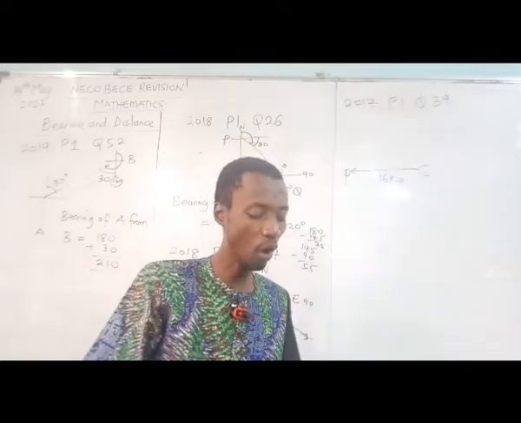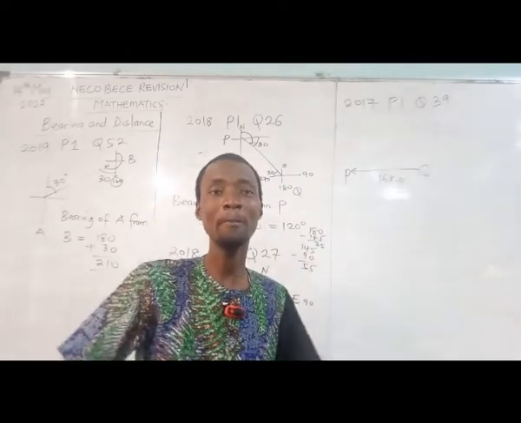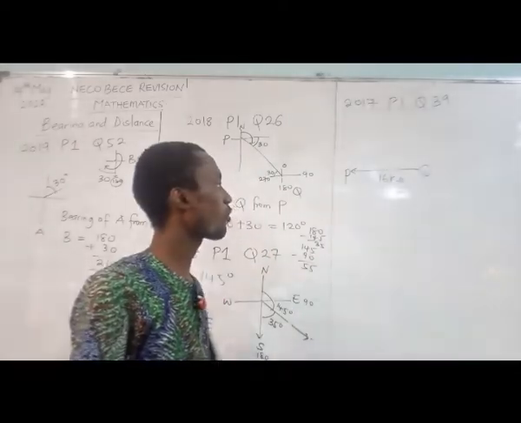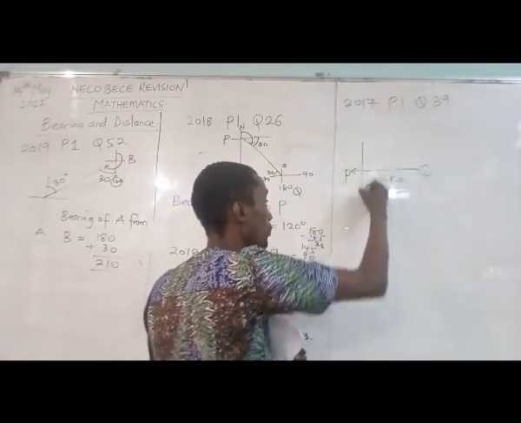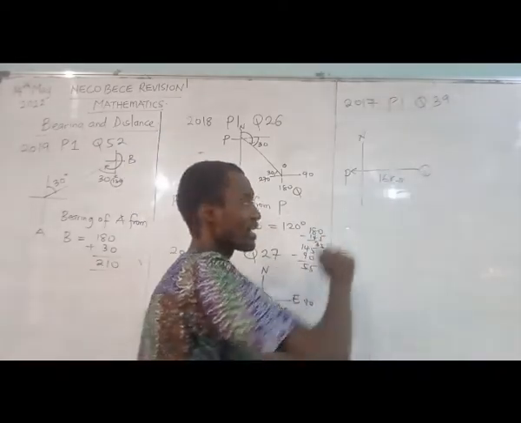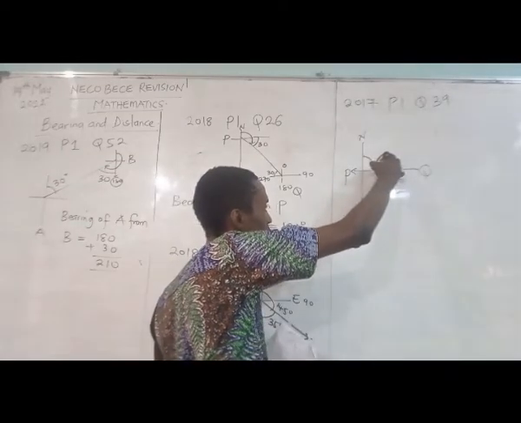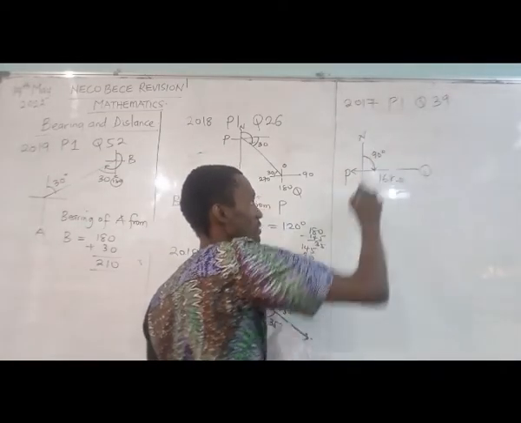What is the bearing of Q from P? Now look at this. All they want you to do is to drop your north position on P and read this way. And that answer is 90 degrees.